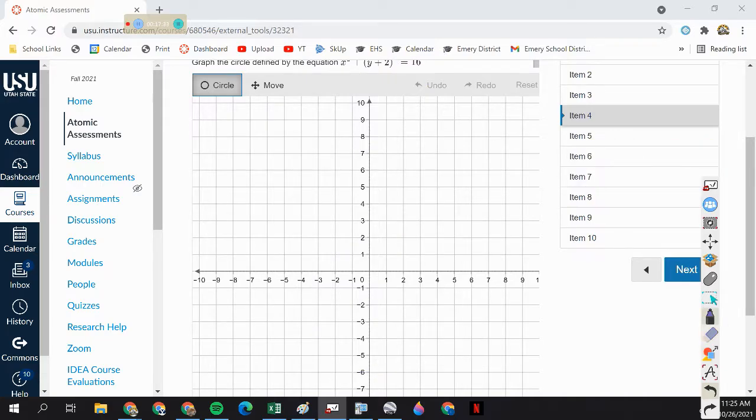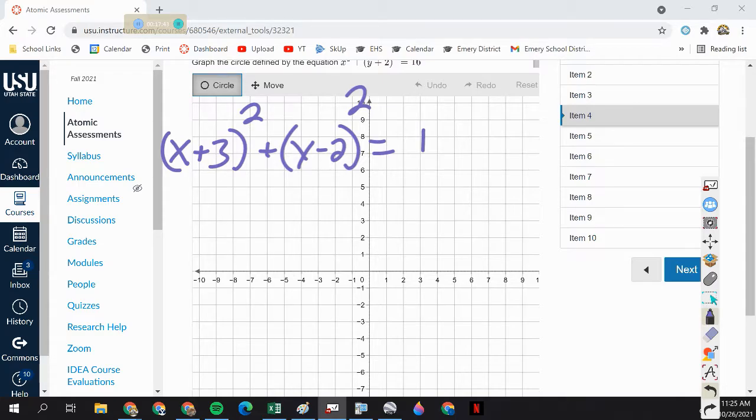All right, what if I had x plus 3 squared plus y minus 2 squared equals 1? Where's the center of that circle? -3, +2. And what's the radius? 1. Now, how do I know that this is a circle? Anytime you have x squared plus y squared, you have a circle.